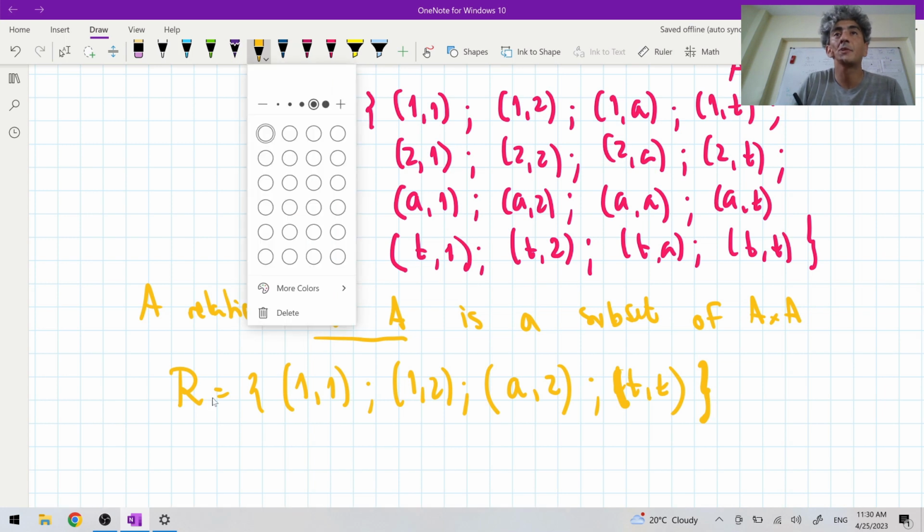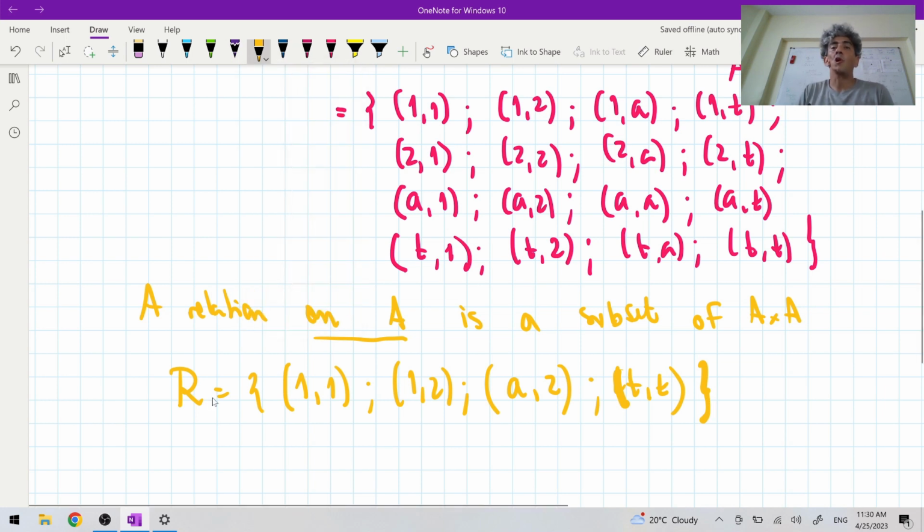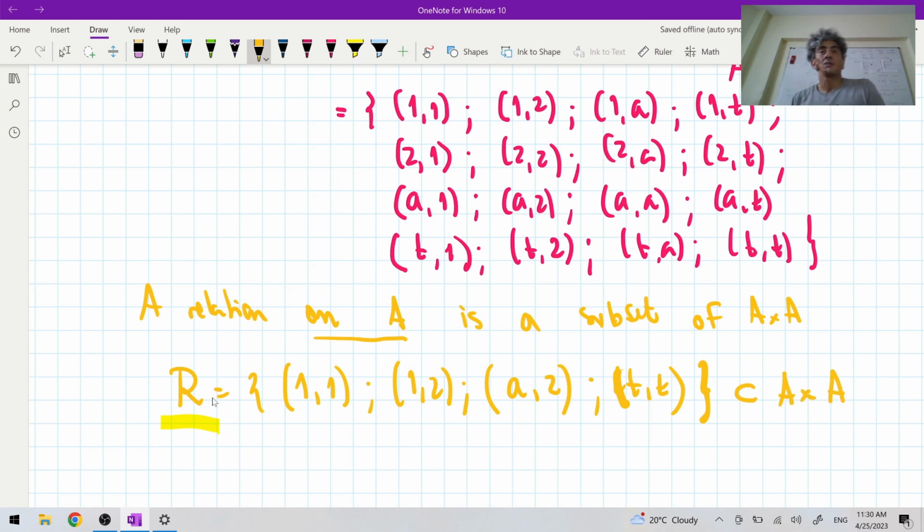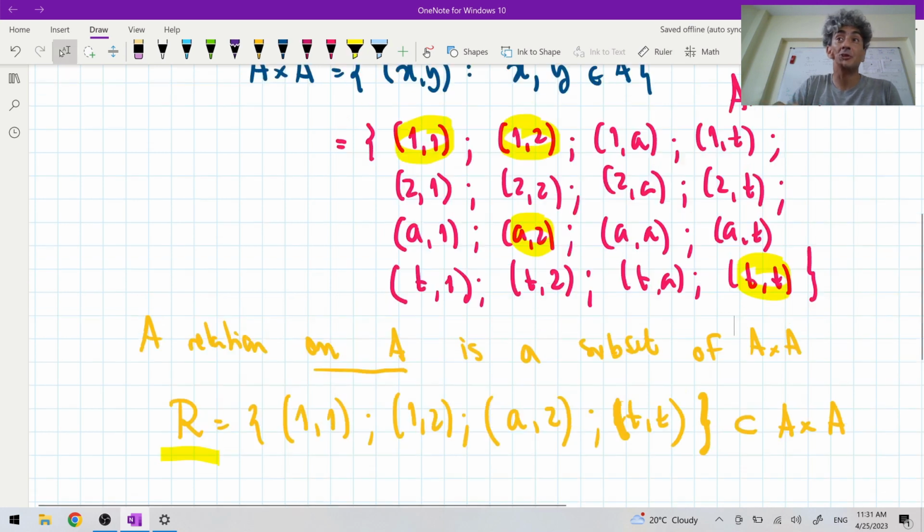Okay, so R is a subset of A times A, the Cartesian product of A with itself. It's actually choosing this element, this element, this element, and this element. That's simply a relation. Sometimes relations can be expressed not by enumerating their elements, but by a rule. We can also have that kind of description of a relation.